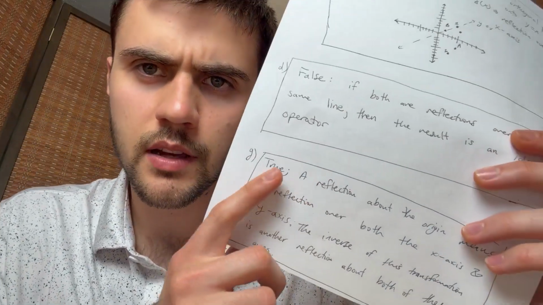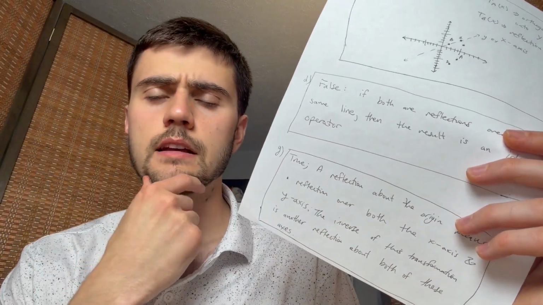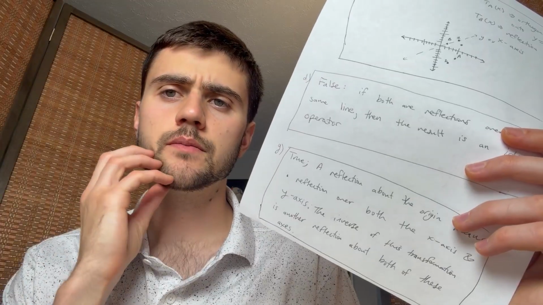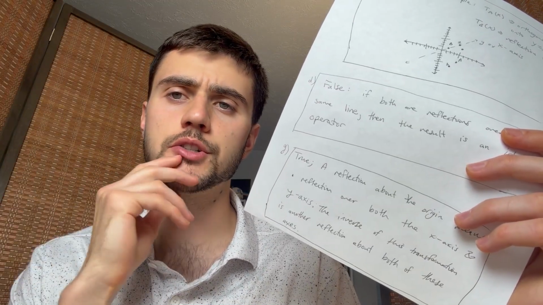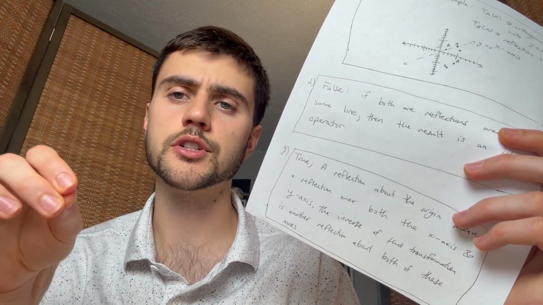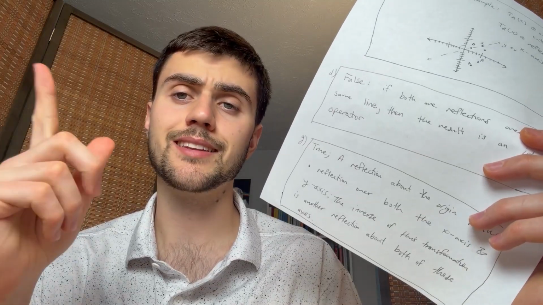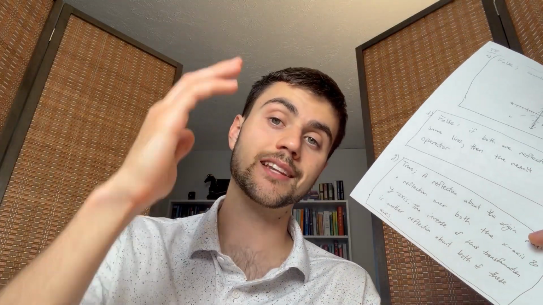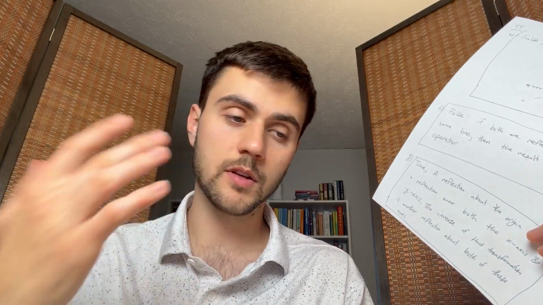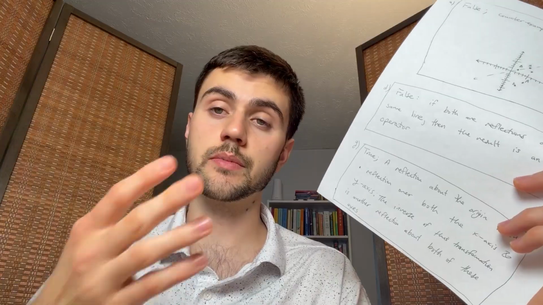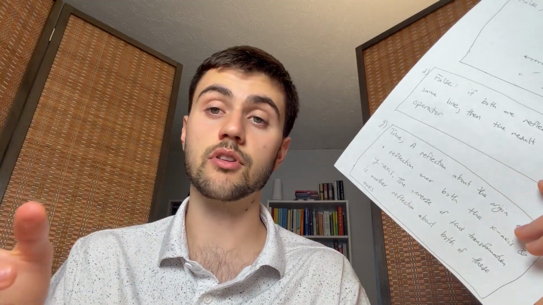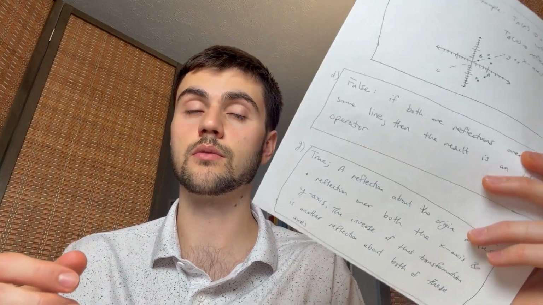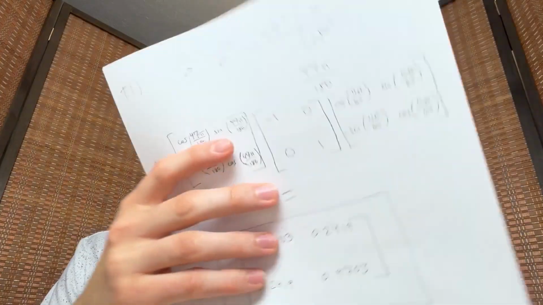G was basically saying: is the inverse of a reflection about the origin a reflection about the origin? I said yes, because by definition, a reflection about the origin is a reflection over the x-axis and the y-axis, or the y and then the x, either way. But the inverse of that transformation is, again, another reflection over the x and another reflection over the y. So yes, I said true.